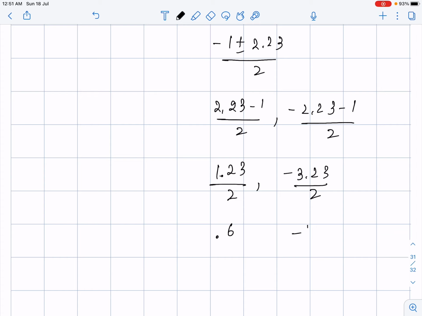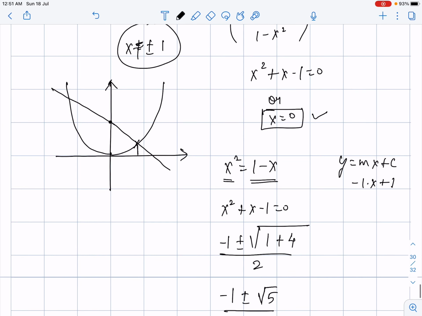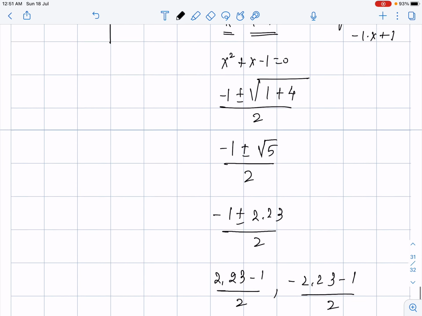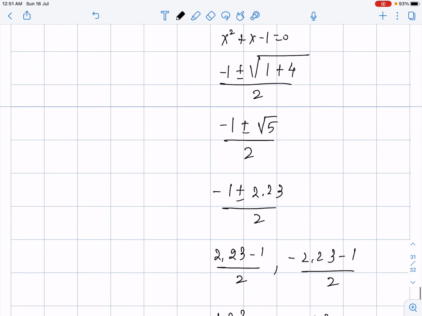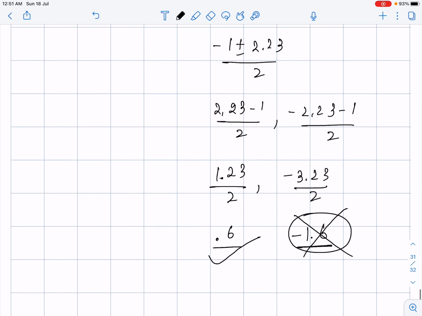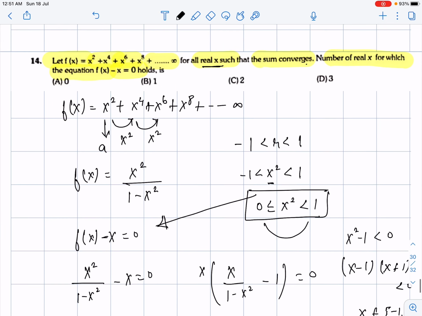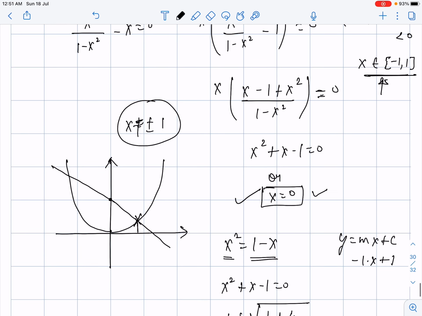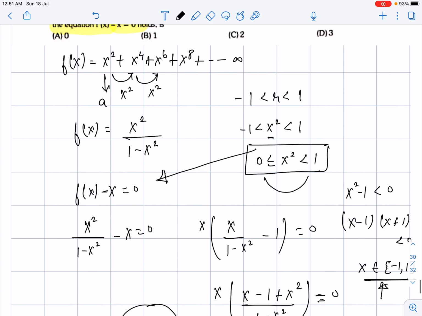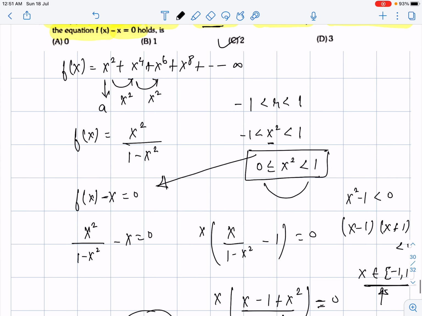And here we will have approximately minus 1.6, so that will not be good, because we want x to be greater than minus 1 and less than 1. So x = 0 will hold good, and x = (minus 1 plus root 5) by 2 will hold good. So we have to write how many values of x satisfy this condition. 2 solutions are there. Option C should be marked by us.